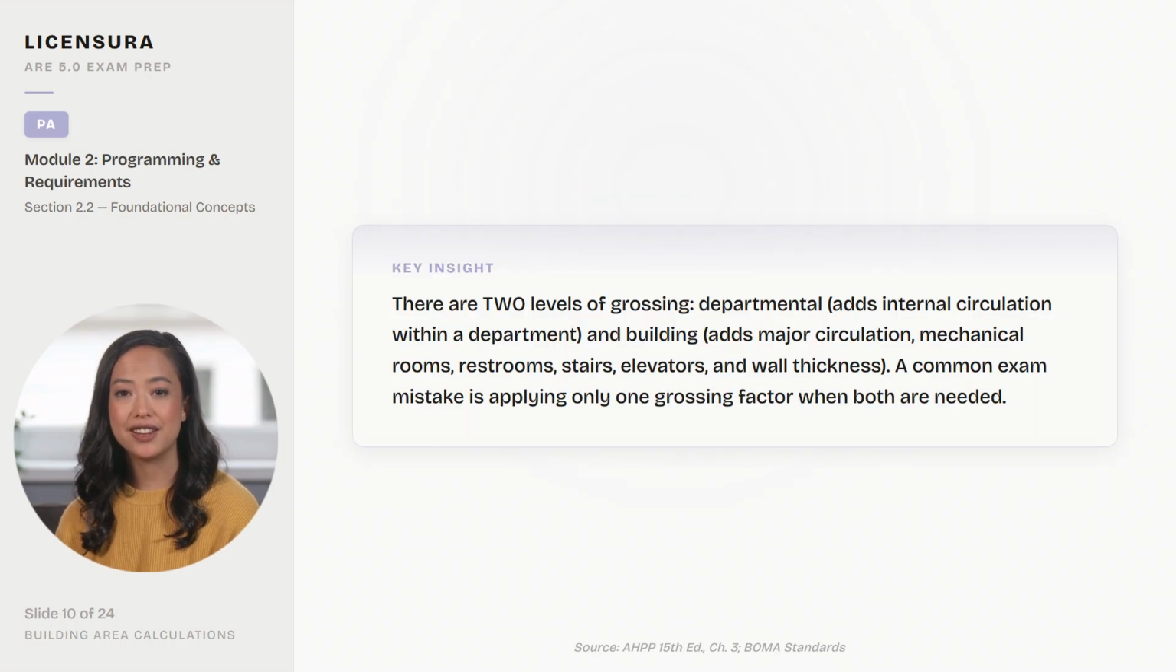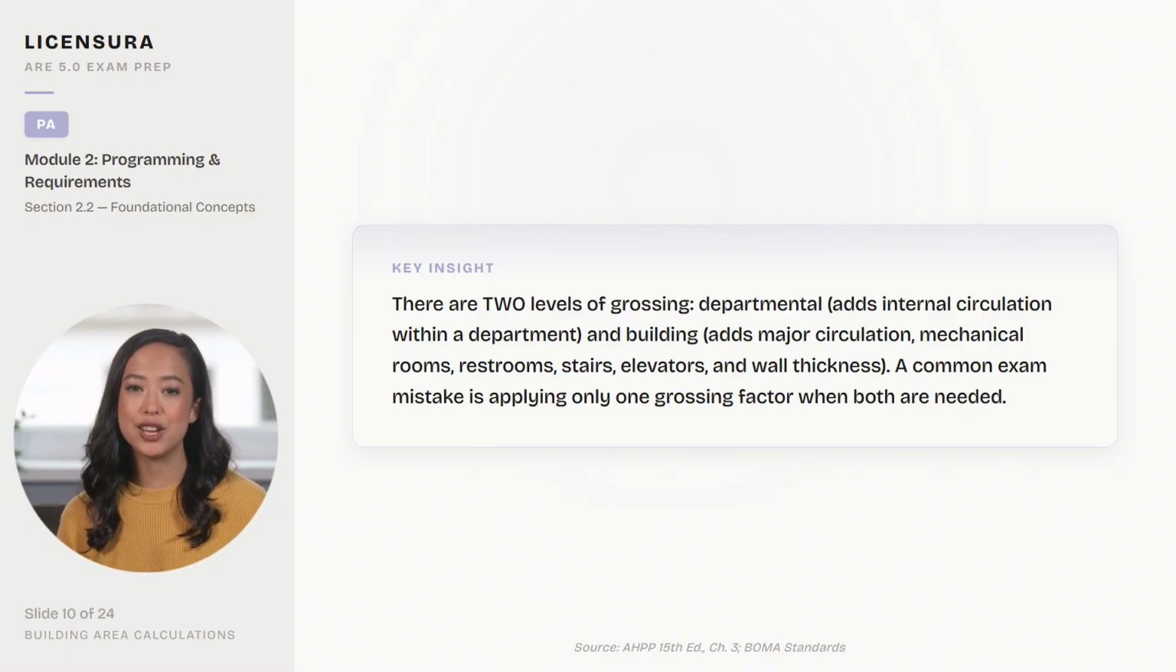Here's the key insight. There are two levels of grossing. Departmental adds internal circulation within a department, and building adds major circulation, mechanical rooms, restrooms, stairs, elevators, and wall thickness. A common exam mistake is applying only one grossing factor when both are needed.